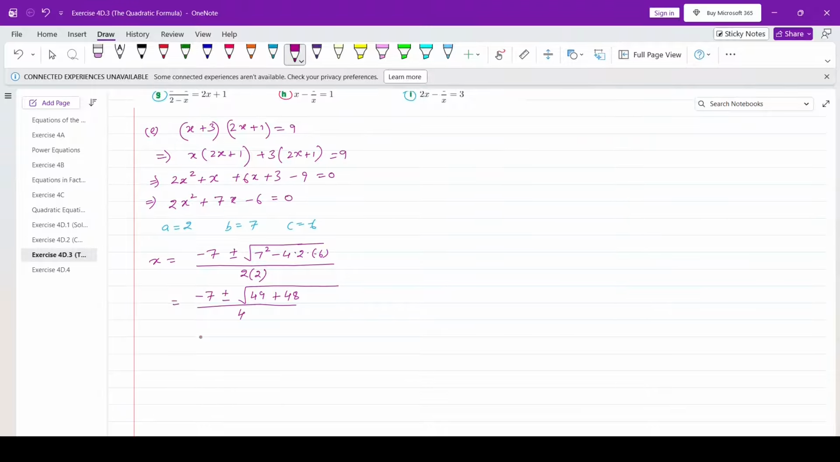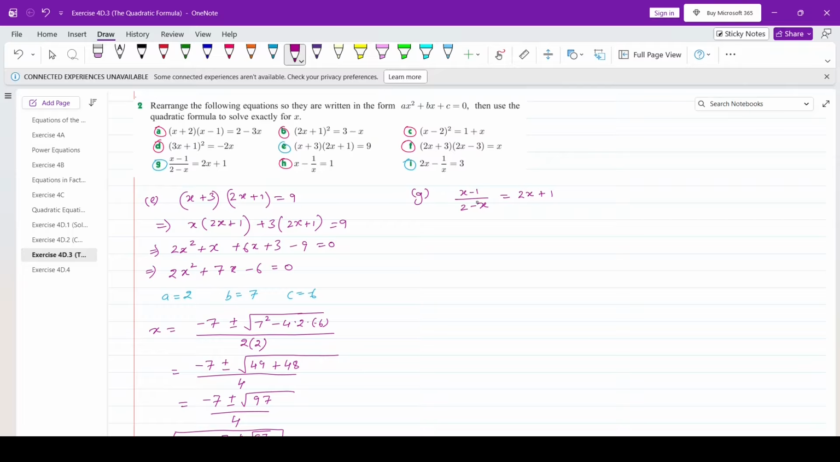and we have 4 in the denominator. So this becomes negative 7 plus or minus root 97 divided by 4. So x is equal to negative 7 plus or minus root 97 divided by 4, and that's the answer. G, x minus 1 divided by 2 minus x is equal to 2x plus 1.